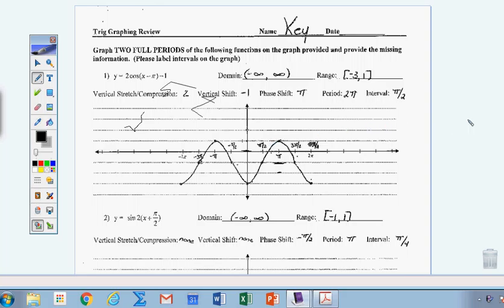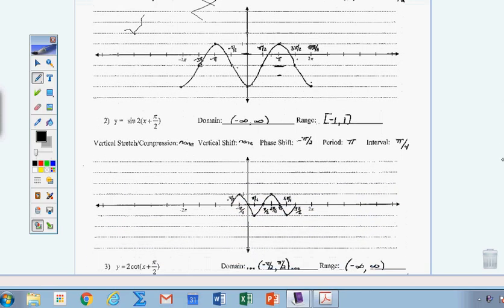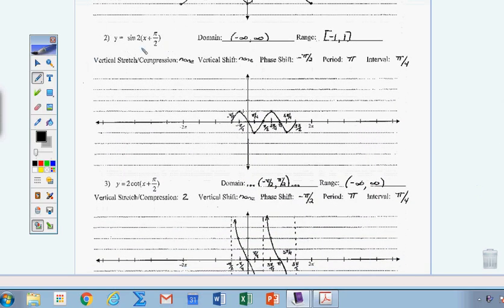All right. So now let's take a look at the next graph. The next graph says sine of (2x plus pi over 2). We know right away that the normal period for sine is 2 pi, but I have this 2 right here, and that means I need to take my normal period of 2 pi and divide it by that number to get my period for this graph. So 2 pi divided by 2 gives my new period of pi. Now to find my interval for this graph, I take my period and divide it by 4. So my intervals are going to be pi over 4.